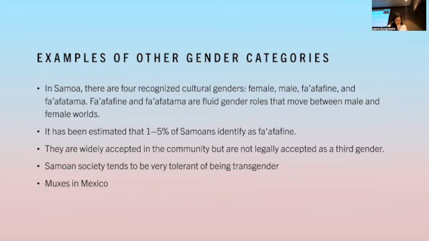Other examples of other gender categories can be found in Samoa and Mexico. I'm highlighting these to show that non-binary gender is quite cross-cultural and has occurred for centuries or longer. So in Samoa, there are 4 recognized cultural genders: female, male, fa'afafine, and fa'afatama. These are fluid gender roles that move between female and male worlds. And it is estimated that 1 to 5% of Samoans identify as one of these additional gender categories.